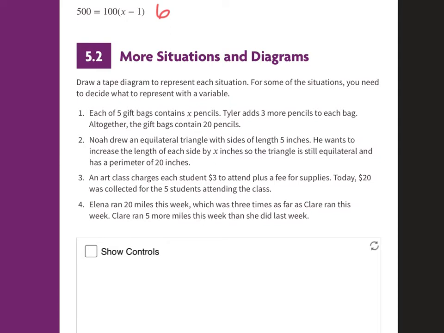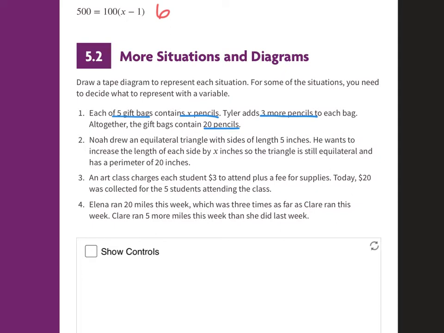So each gift bag contains 5 pencils. Each of 5 gift bags contains X pencils. Tyler adds 3 more pencils to each bag. Altogether, the gift bags contain 20 pencils. So if we underline the stuff here, we have 5 gift bags, we have X pencils, we have 3 more pencils, and we have a total of 20 pencils. Okay. So from the previous one, now there are 4 things that are underlined instead of 3 things.